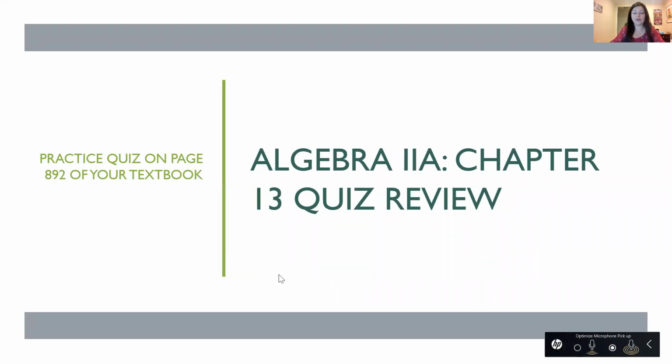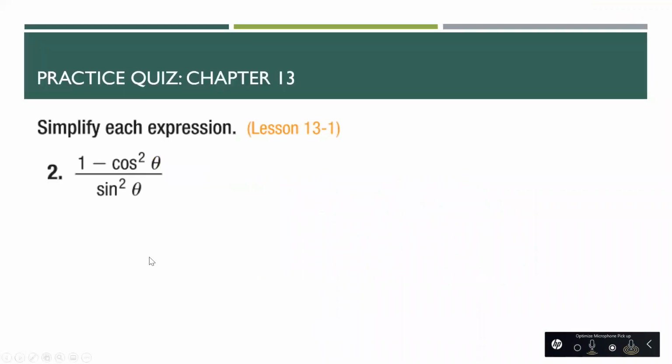All right, so this is the review for the Algebra 2, Chapter 13 quiz, and the problems are from page 892 of your textbook. Okay, so problem number 2 says to simplify each expression. This chapter is all about trigonometric identities and equations, and we're just going to be going over the first half of the chapter. We're not going to worry about the second half.